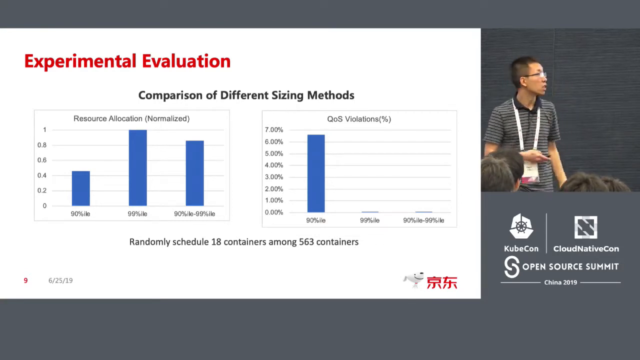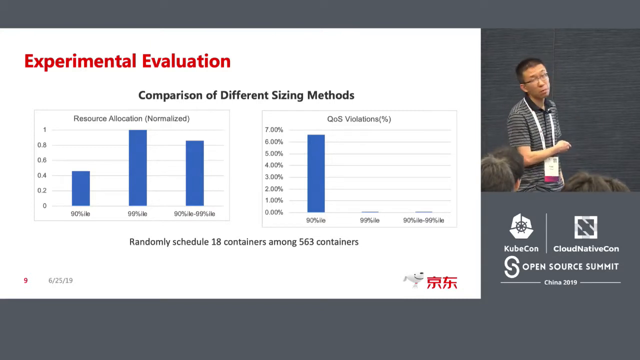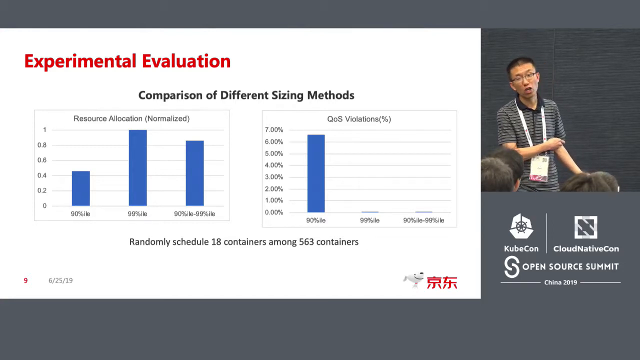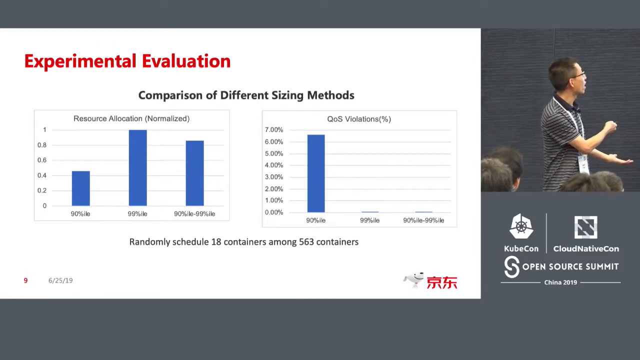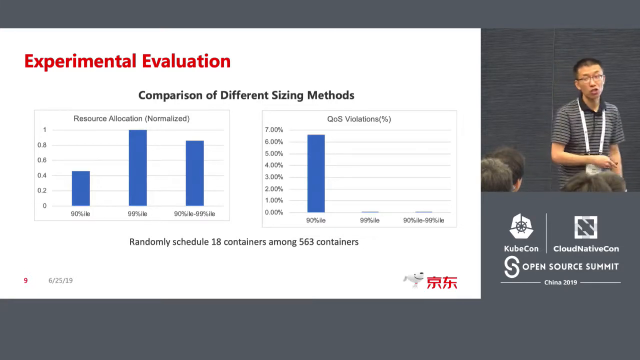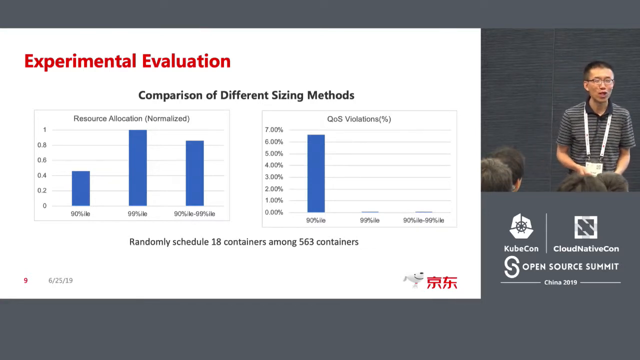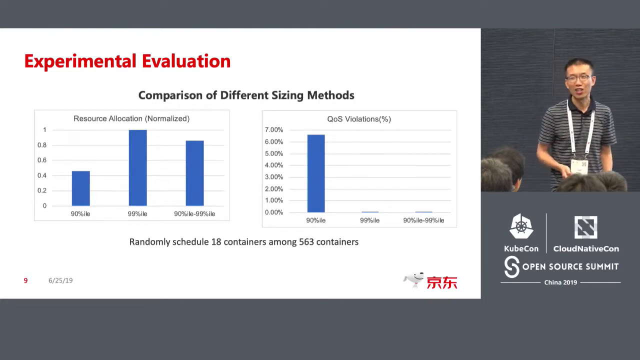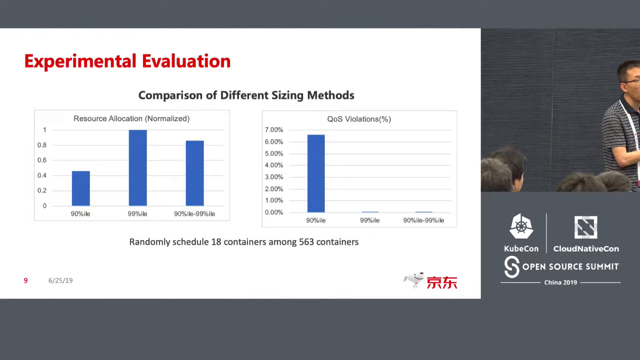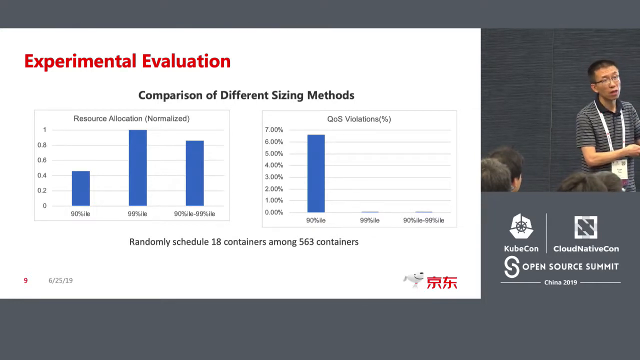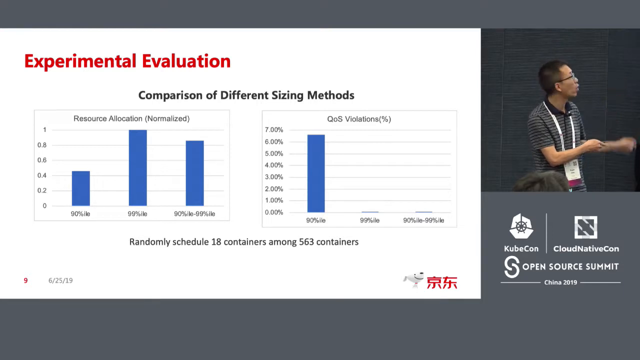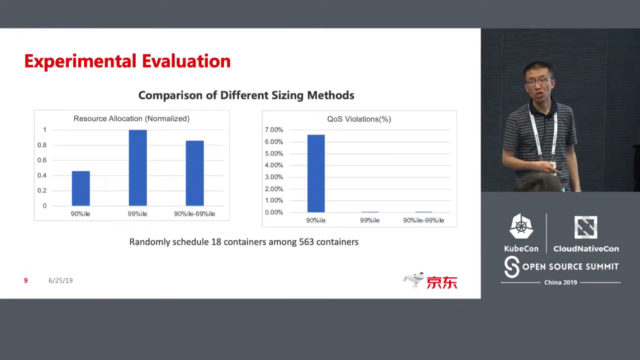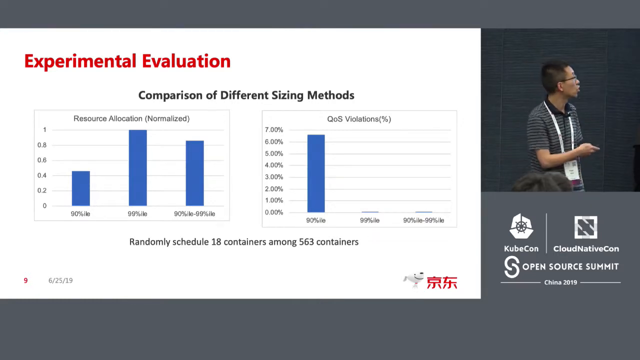And if we have remaining resources, we'll just take that and we'll control the shared value. And we believe that it is much more than the 90% value. Problems may occur, and we define this as a quality of service violation. If resources are insufficient, we'll have some problems. And we can see the value is about 90%, and the violation may reach 6 or 7%.